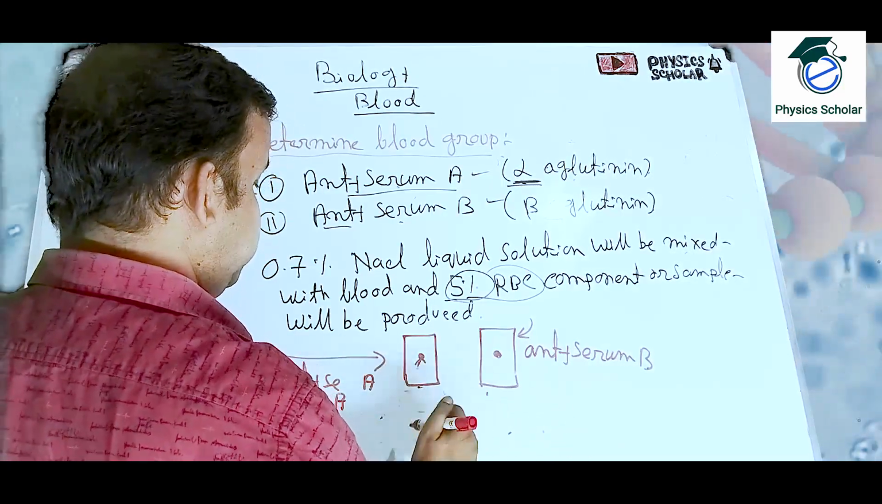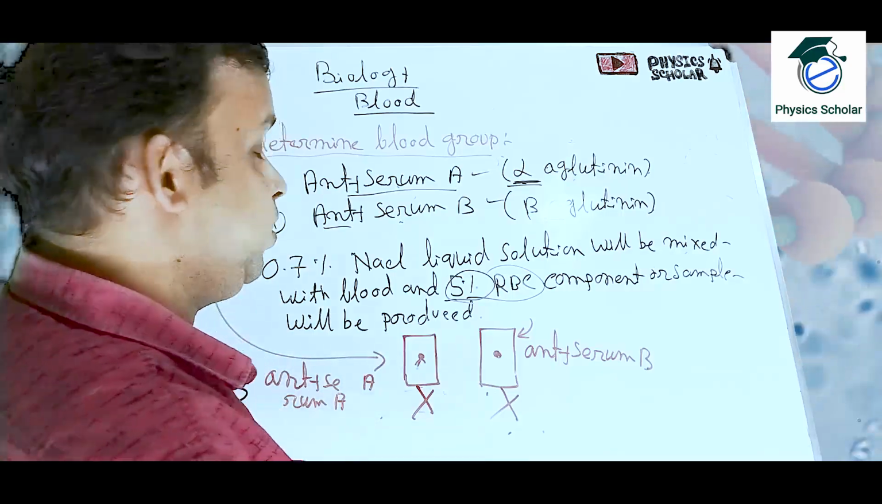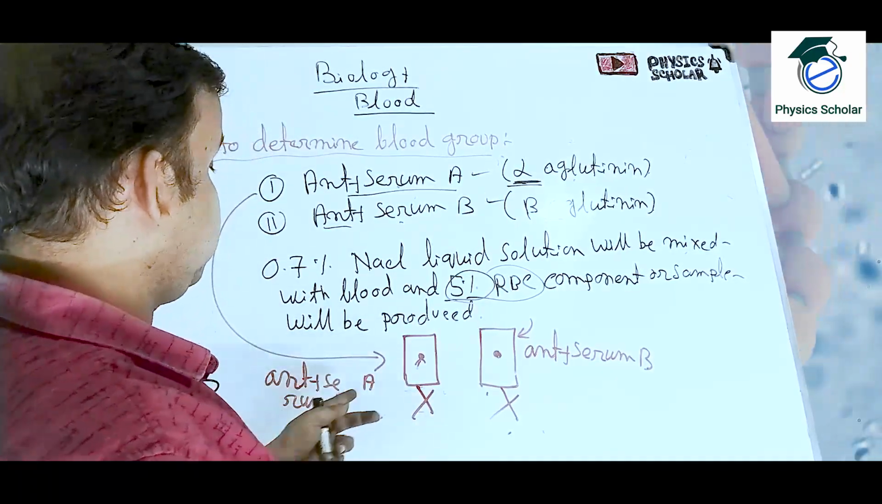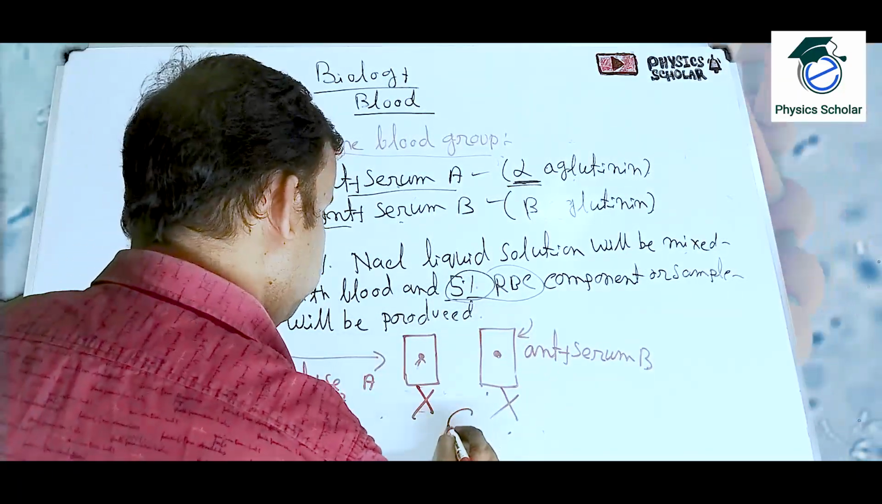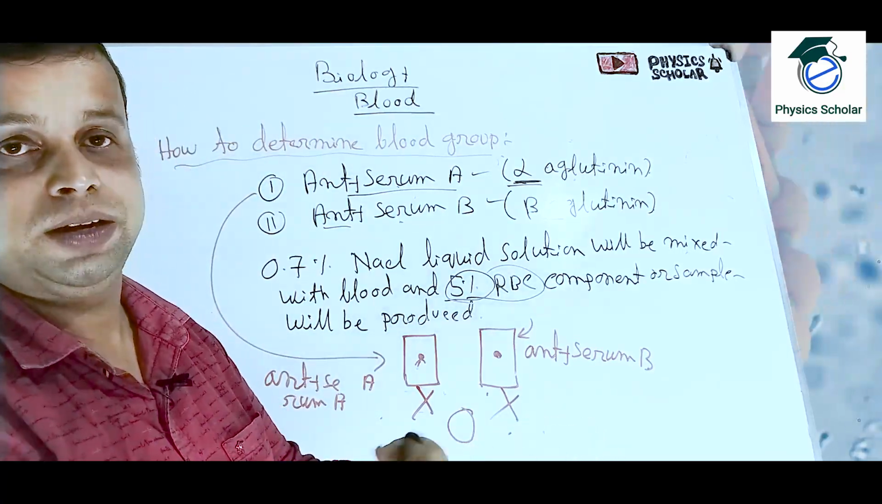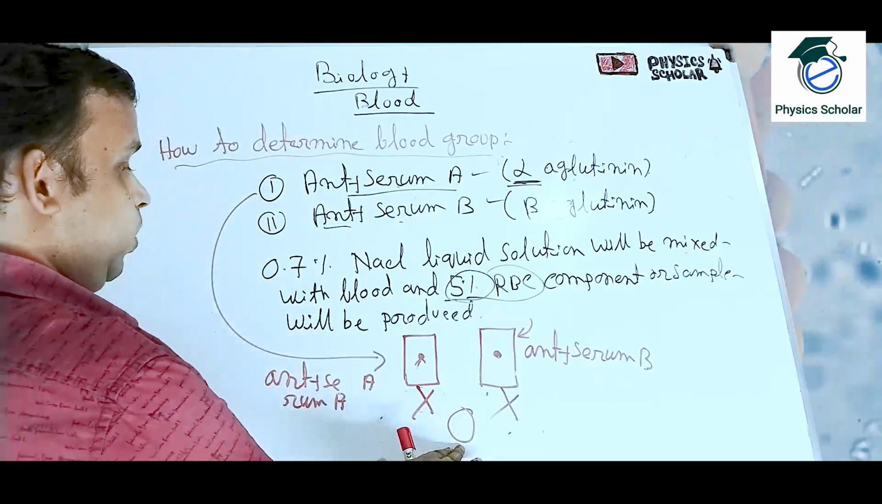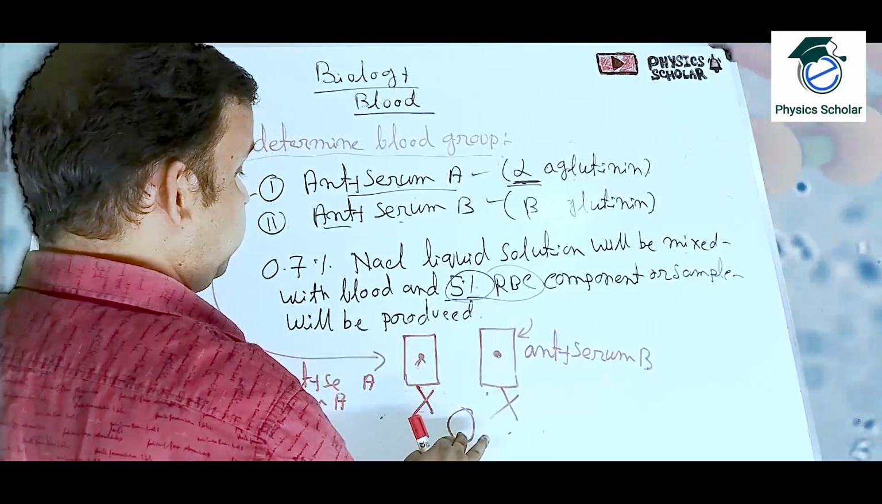Now the next one is what? If both the blood samples are in liquid form only, that means it is not coagulated after adding antiserum A, antiserum B, then that will be O. That's why the O blood group can be given to anyone. It will not react with the other groups. Clear? As no agglutination is present over here.